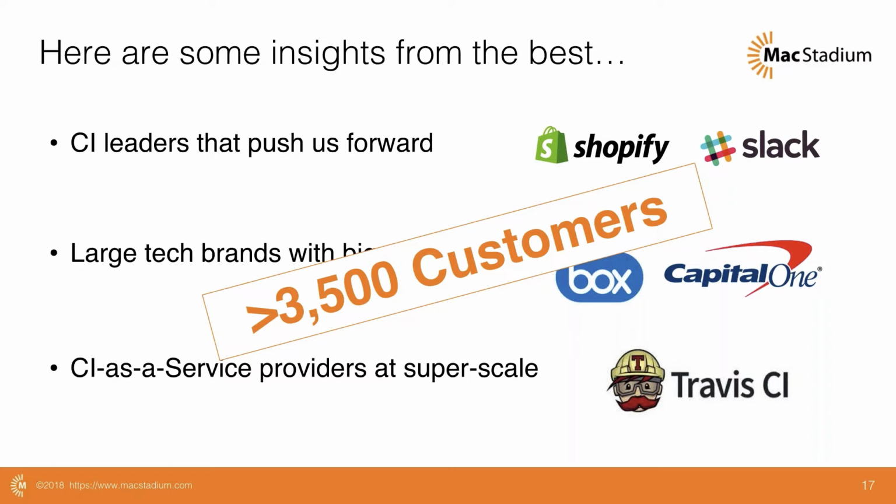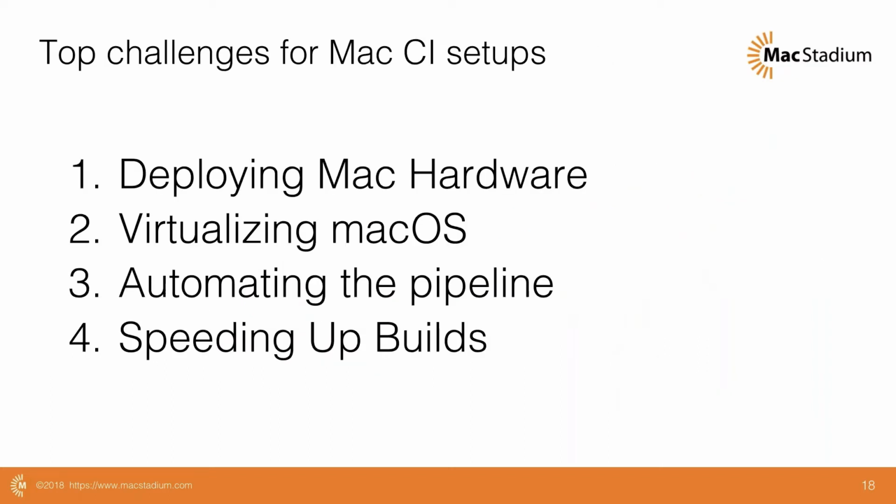So what are those top challenges for Macs? There's 4 that I want to touch on here today. First of all, deploying the Mac hardware. It's tricky. Secondly, once you've got your hardware deployed, how do you virtualize macOS on top of that to get more container-like performance? Once you're there, you can start looking at how to automate the pipeline. And finally, once you've got everything built, a lot of people are really doing this so that they can speed up their builds. So let's jump into it.